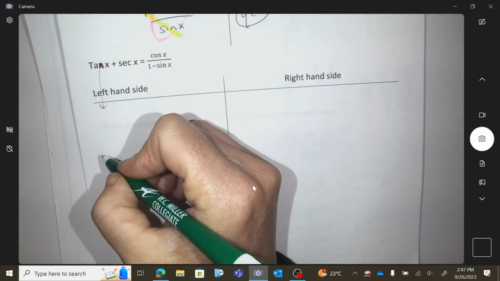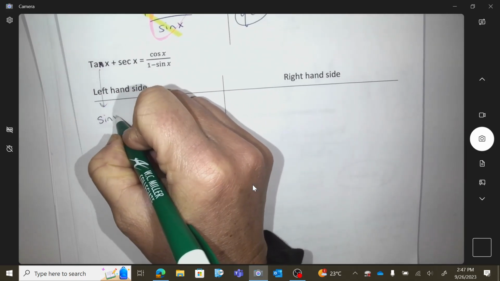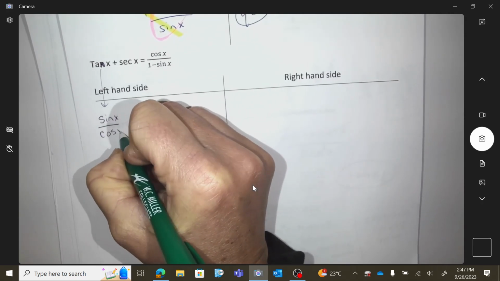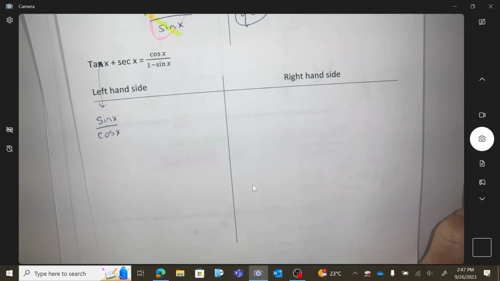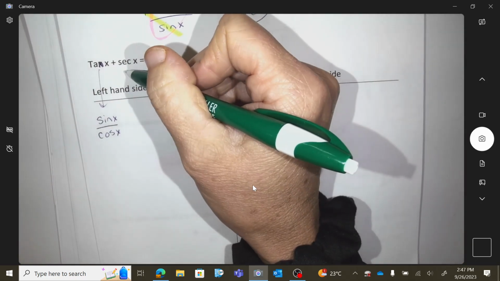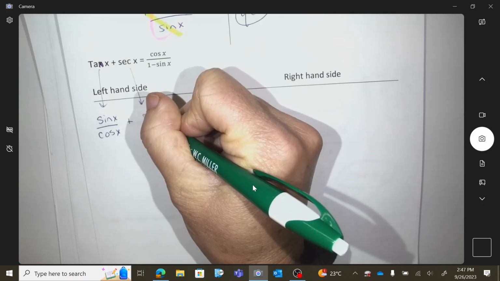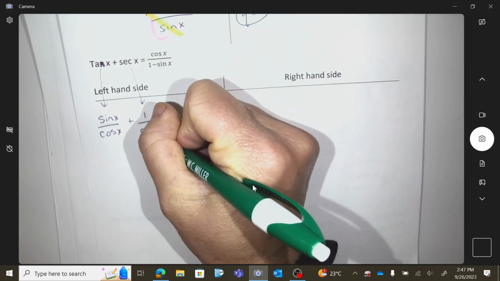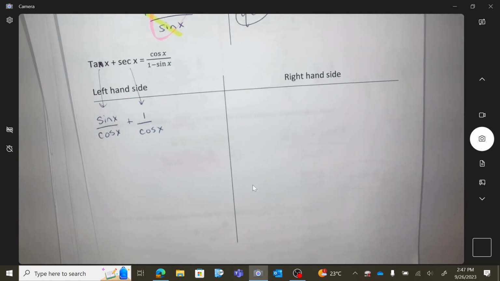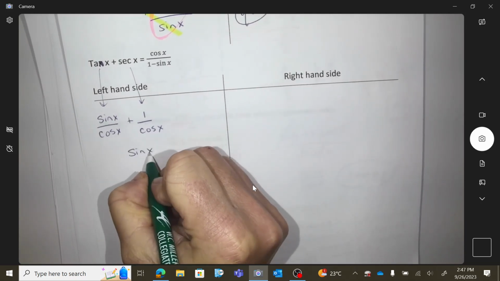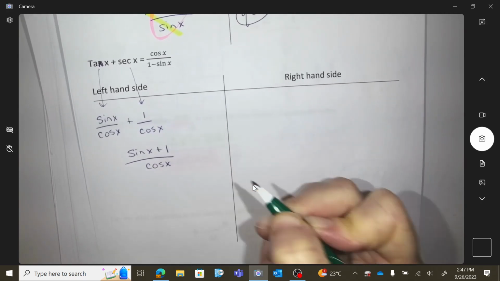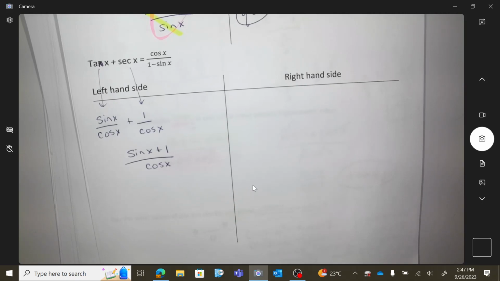Tan, I'm going to replace it with sine x over cos x. Secant, I'm going to replace it with 1 over cos x. They both have a cos x on the bottom, so I don't have to do anything except go sine x plus 1 over cos x. And they don't match. Okay, so now what?